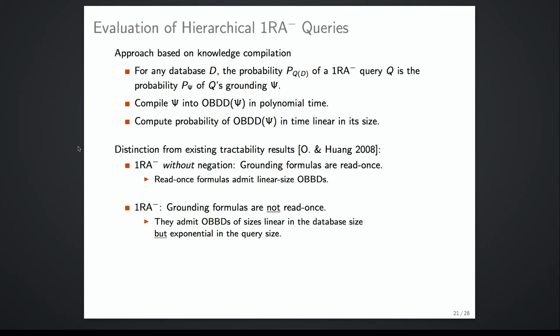What exactly does read-once mean? Imagine a propositional formula where every variable occurs once. It cannot occur several times. Then it's very easy to compute its probability, and in fact it admits OBDDs that have linear size in the number of variables. But in the case of our language with negation, the grounding formulas are not read-once, and I will show you an example of that. They nevertheless admit OBDDs of size linear in the database size, but exponential in the query size. And this exponent can grow with the number of intertwinings of existential quantifiers and negation operators.